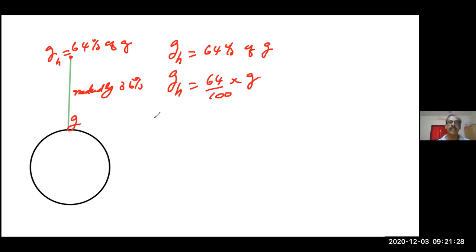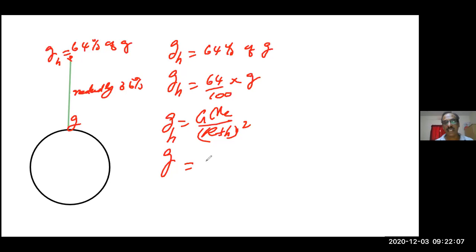Now GH is equal to 64 by 100 of G. We need height. So we can divide, otherwise indirectly we can substitute here GH and G. GH is equal to G ME divided by R plus H whole squared. Any doubt? G at a height is G ME by R plus H whole squared, but G on the surface of the earth is G ME by R squared.